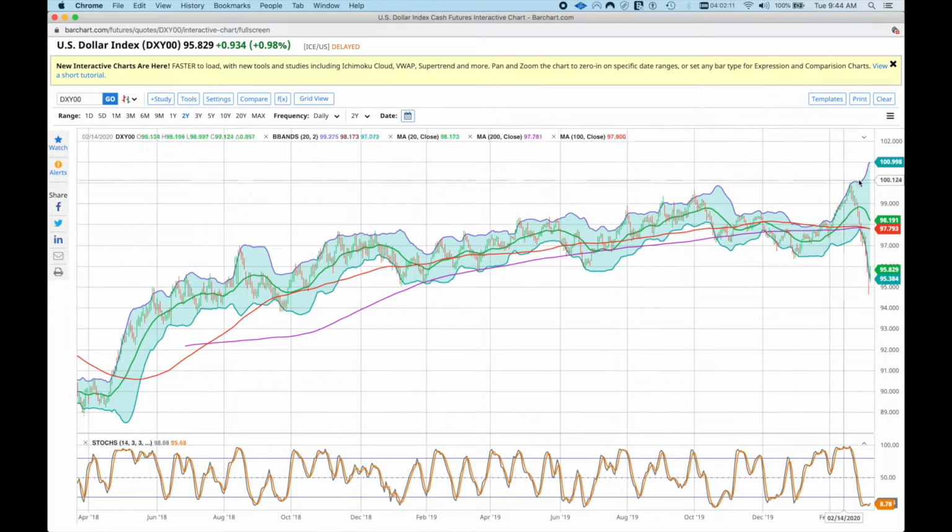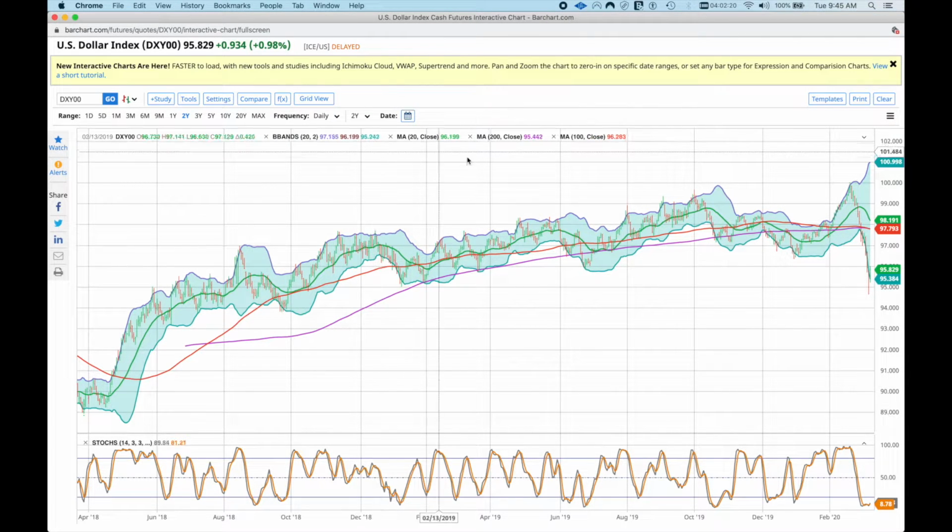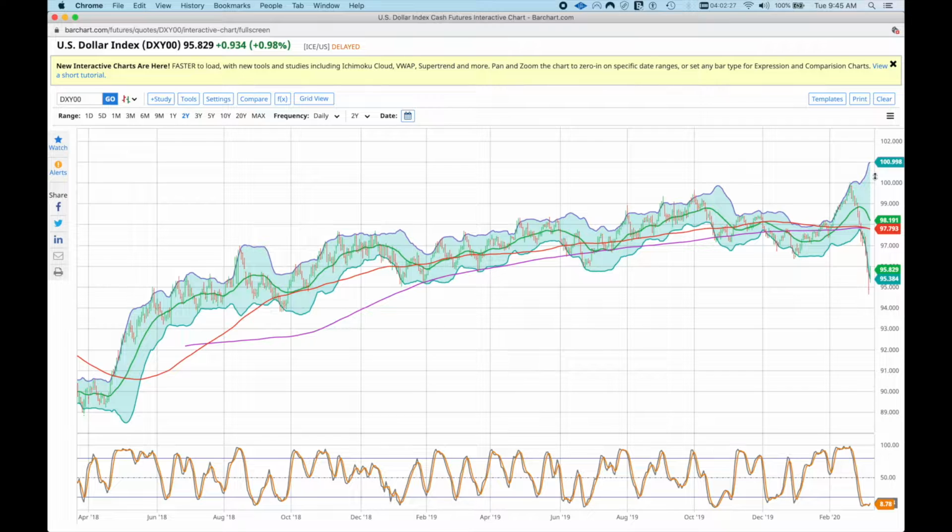And what we're looking at here is the daily chart that expands over 2 years for the U.S. dollar index. Now, the U.S. dollar index is calculated using six separate international exchange rates when attached and formulated by the US dollar. Those include the euro, the Japanese yen, the British pound, the Canadian dollar, the Swedish krona, and the Swiss franc.